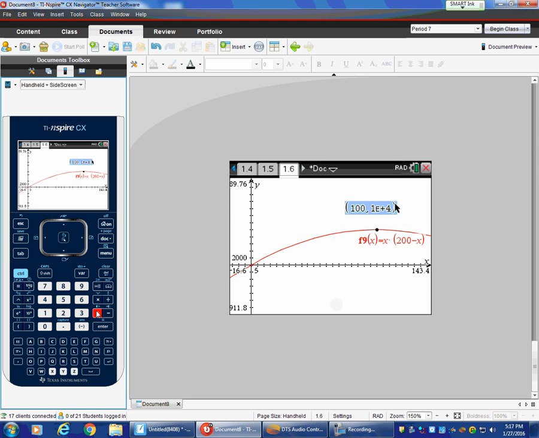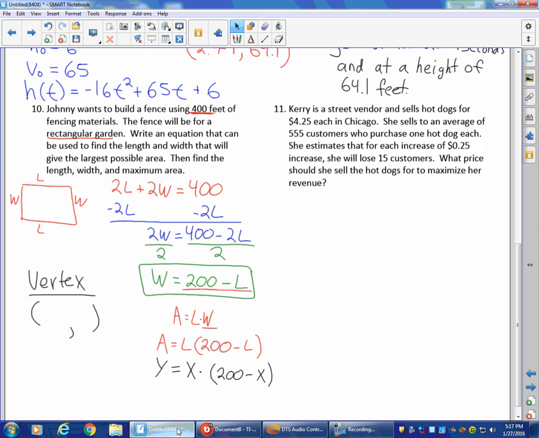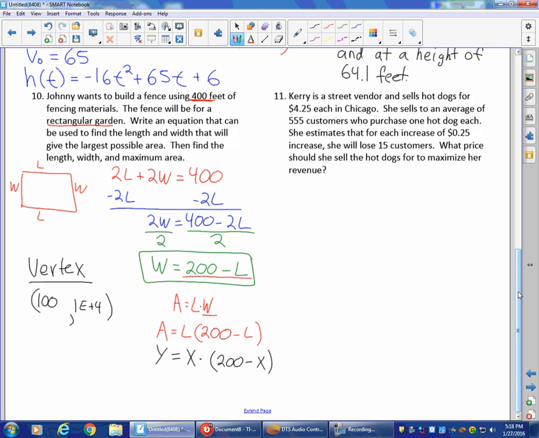So what we have is our coordinate 100, 1e+4. So let's take a look at it. So our vertex was 100, 1e+4. Even without knowing what that is or even the calculator simplify, I can start to figure everything out. Well, connecting back here, x was my length, so there's my length. Y was my area, so that's going to represent the area. We'll talk about that in just a bit.